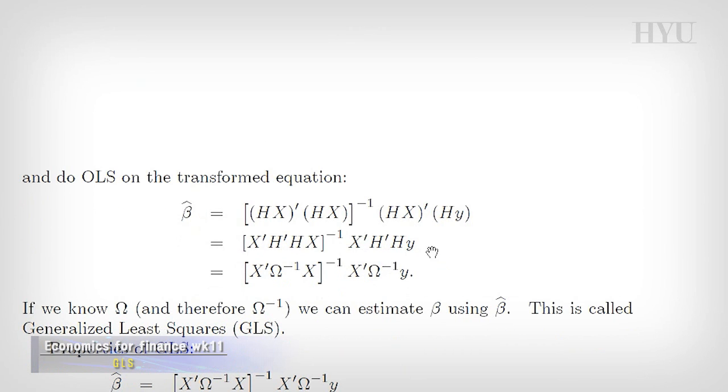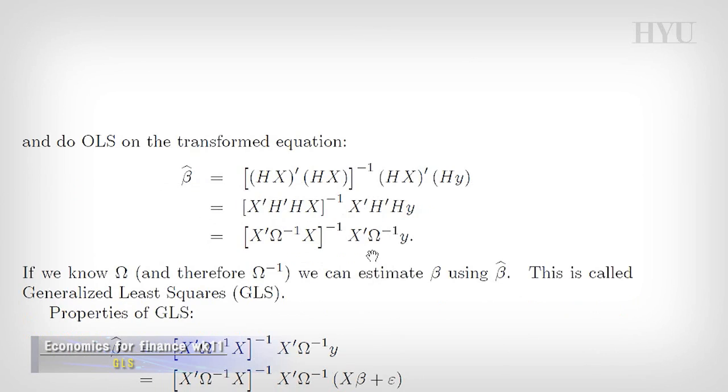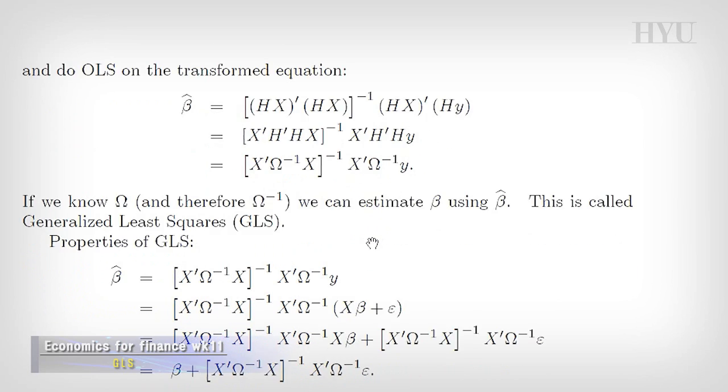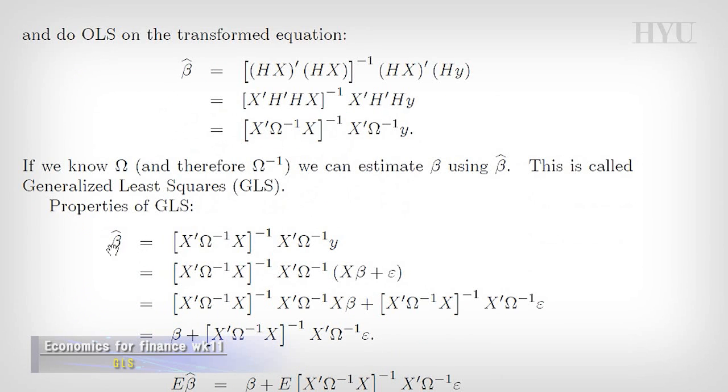If we run the regression, then beta hat will look like this, given the assumption that H prime H is omega. So this kind of estimation is called the GLS estimate. The only difference between OLS and GLS, generalized least squares estimate, is about these two places: we have omega inverse here and here.